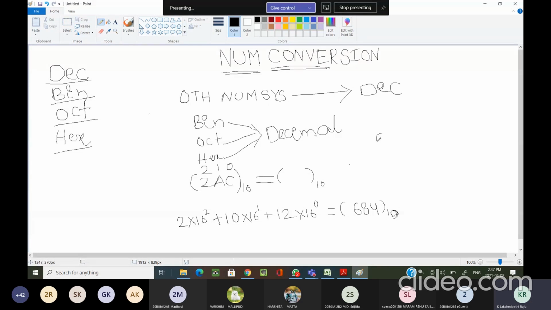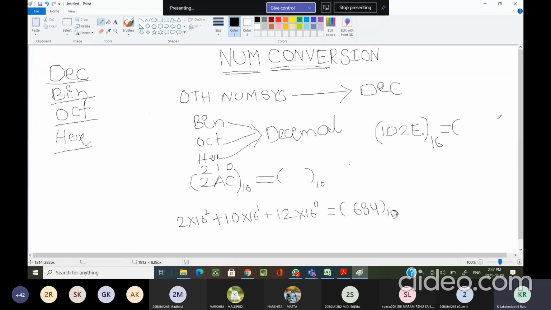Okay. Do one more problem and we can move to the next concept. Now do one more example. Write it as 1D2E of hexadecimal number into decimal. 1D2E of hexadecimal to decimal.